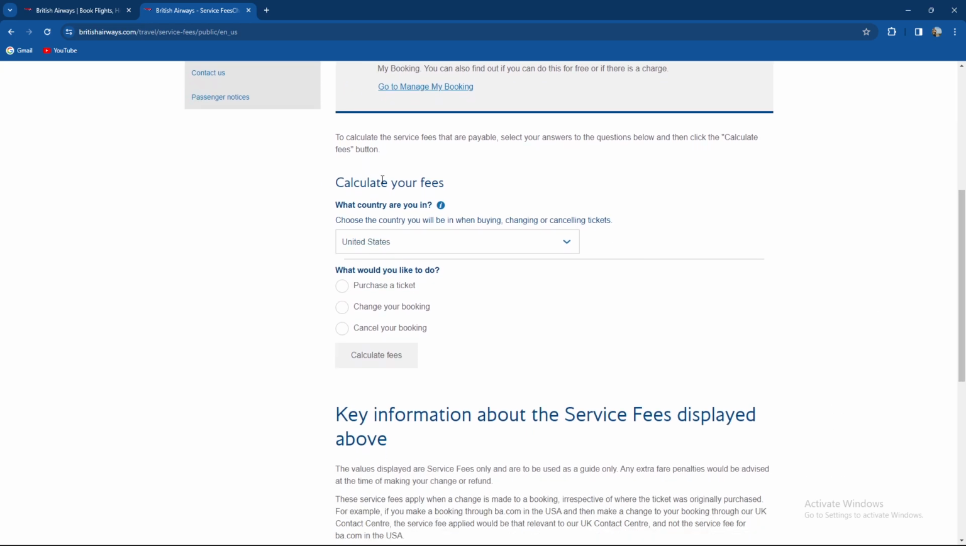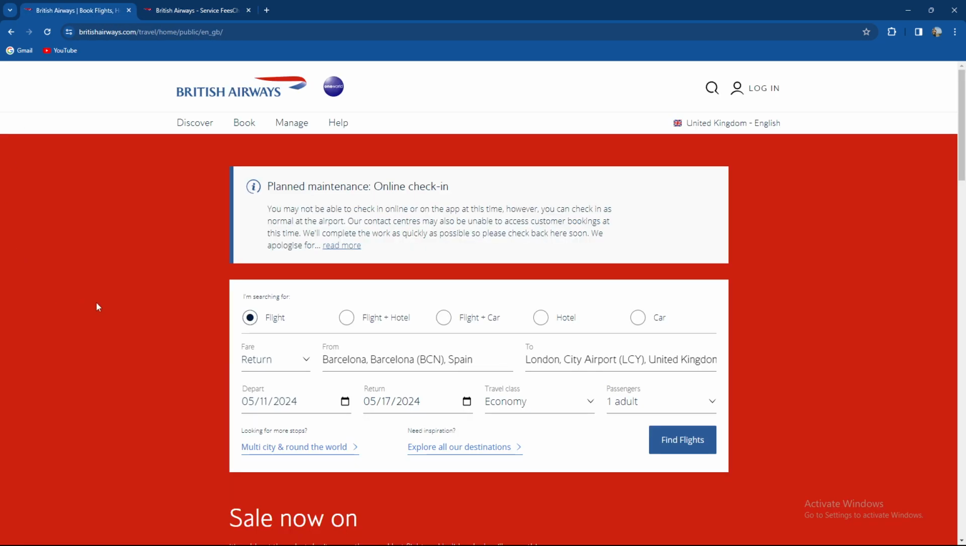Of course, there is a calculate your fees option. You need to select the country you will be buying in, and you have loads of filters: purchase ticket, change the booking, or cancel the booking. So guys, they even made a calculator for it. Basically you need to do it in person. You need to contact them and see what you can do about the date change.